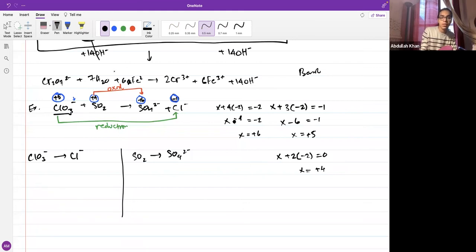Put in electrons. We saw for chlorine, the charge goes from +5 to -1. That's a difference of 5 minus -1. It's a difference of 6 electrons. That's a reduction. So 6 electrons are gained. Sulfur, charge goes from +4 to +6. That's a difference of 2. 2 electrons are lost per sulfur.